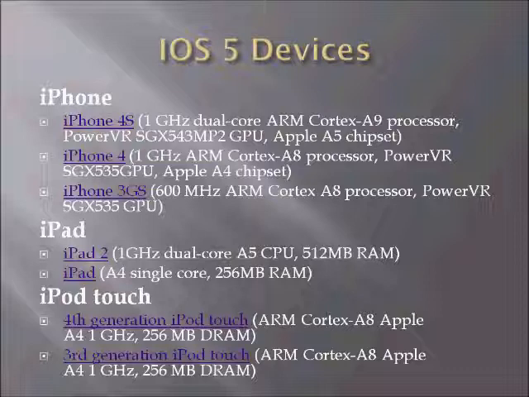The iPads that are supported by iOS 5, we have the original iPad and the iPad 2. The iPad 2 has a 1 GHz dual-core A5 CPU with 512 megabytes of RAM, where the original iPad has an A4 single-core CPU with 256 megabytes of RAM. The iPod Touches that are supported are the third and fourth generation, which both sport Apple's A8 processor and 1 gigahertz CPU with 256 megabytes of DRAM.